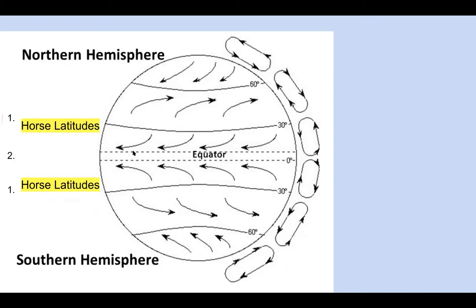And then number 2, the super calm winds that occur along the equator. This one gets its name, it also means dull or sluggish. So these winds are called the doldrums, and they occur along the equator.